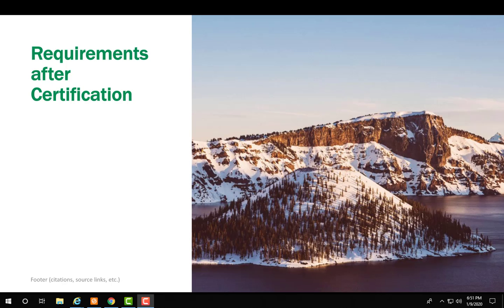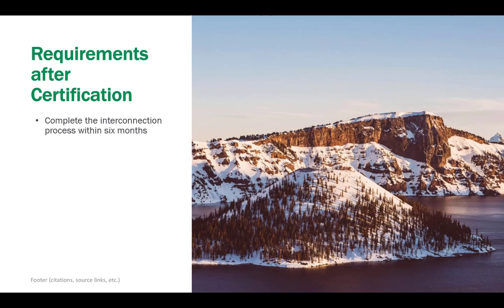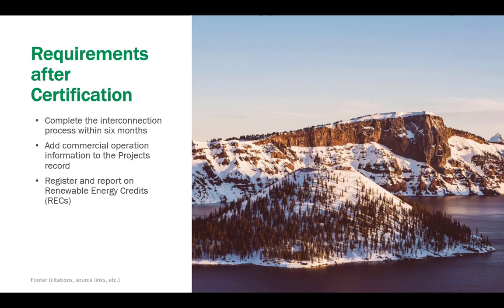Requirements after certification. Post-certification, the project manager has several ongoing obligations to maintain the project in good standing. These include completing the interconnection process within 6 months and beginning operations, adding commercial operation information to the project's record at the OregonCSP.org website, including actual operation date and utility account information, registering and reporting annually on renewable energy credits, or RECs, which must be retired on behalf of project participants, and maintaining compliance with participant requirements.